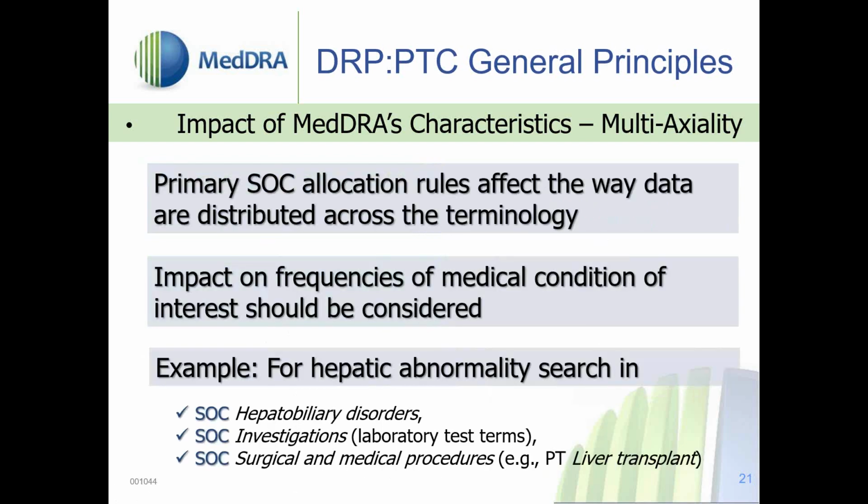The primary SOC allocation defines how your data are distributed in the terminology and will appear in the standard tabulations on SOC level. And this will, of course, also impact the frequencies per SOC. As an example, many hepatic disorders will be represented in primary SOC hepatobiliary disorders. But other liver-related conditions are grouped under other SOCs, like, for instance, the PT coma hepatic is represented in primary SOC nervous system based on its manifestation site, or PT hepatic infection is represented in SOC infections and infestations. And in SOC surgical and medical procedures, you'll find other relevant terms like, for instance, liver transplant.